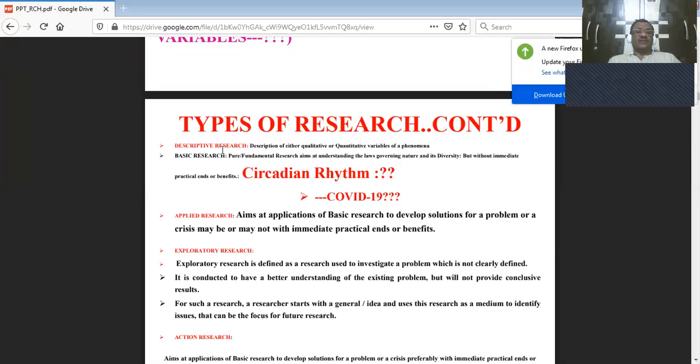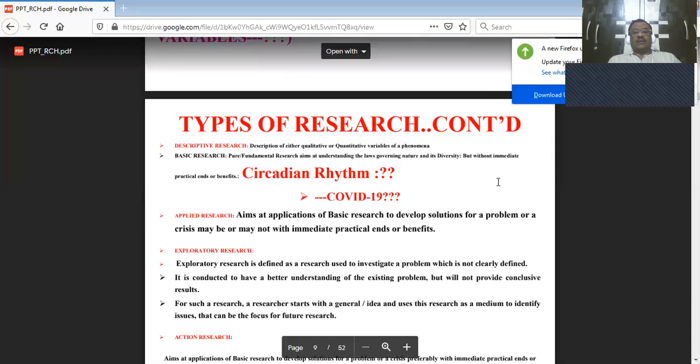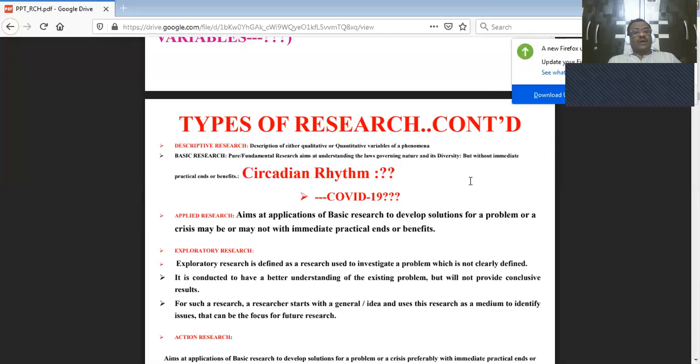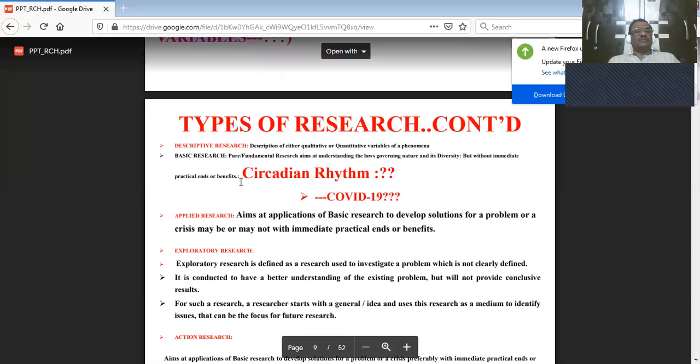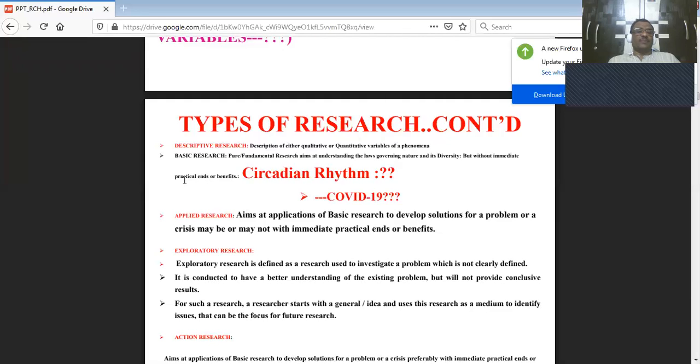The theories that are there explain the natural laws, nature and its phenomena, but without any such practical ends or benefits. I'm going to understand the law, how nature is being governed, how a particular phenomenon is regulated, but I may not have the immediate benefits or practical ends.